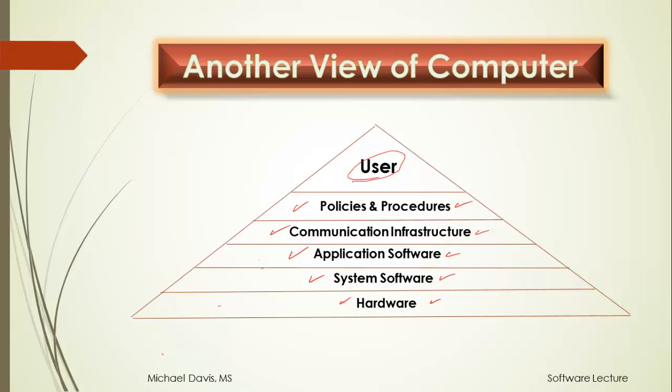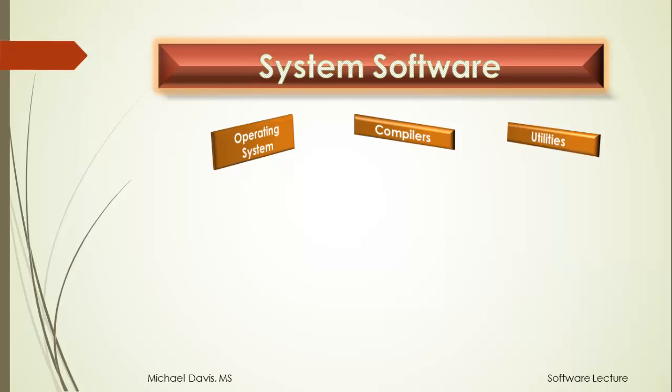And so what do we need for users? We need them to be well trained. We need them to use good sense when they're accessing things on the web and so on. And so the users are a critical part of this system. Now what we're going to do is discuss some of these issues and some of these layers individually. And we're going to start with system software.